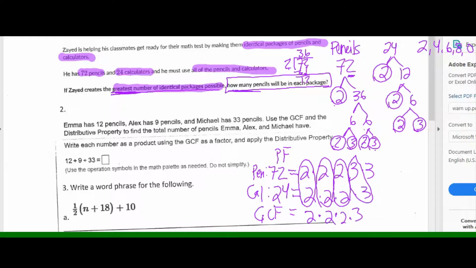So I can multiply all of the common factors that I factored out to find the greatest common factor, which is 2 times 2, which is 4, 2 times 3, which is 6, and 4 times 6, or 6 times 4, is equivalent to 24. So that means the greatest common factor is equivalent to 24. So 24 is not the answer to the question. 24 is the greatest number of identical groups, identical packages of calculators and pencils.